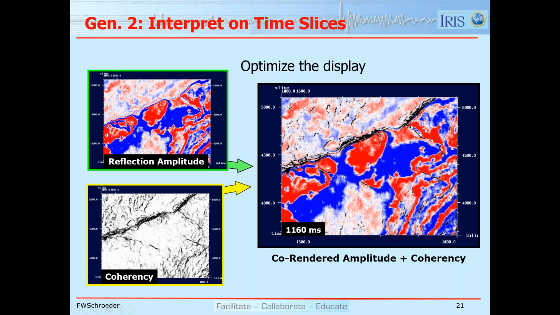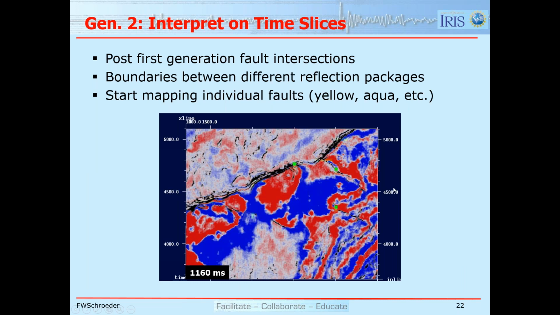And so you can see that the black lineations also look like places where the red, white, and blue reflection amplitude bands are broken. So I'll post my generation 1 faults, and they'll show up on the time slice. And now I can start correlating second generation faults. So that might be my yellow fault, that might be my cyan fault, my orange fault, and my magenta fault.